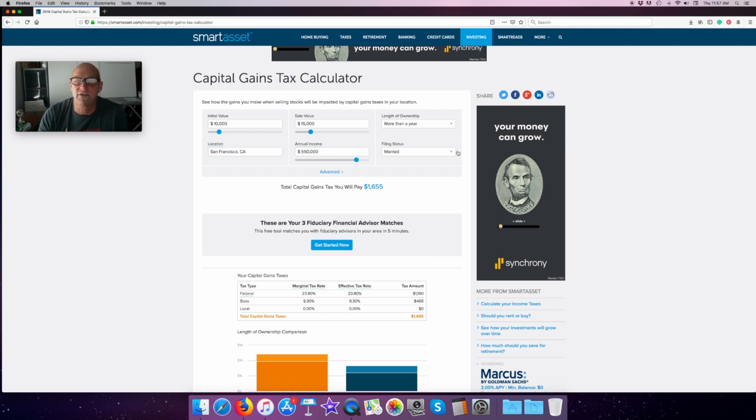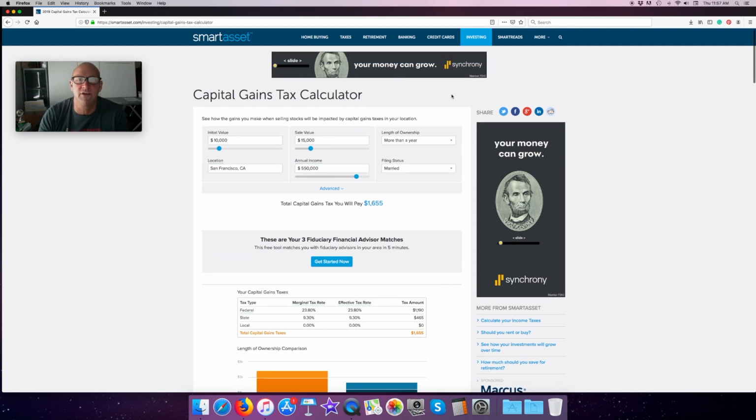Now, these are just 2 of the free calculators available at smartasset.com, you guys. I recommend you go check it out, put some numbers in, play around with it a little bit, particularly with the capital gains calculator, as it will show you an estimation of what you're going to pay in your taxes.